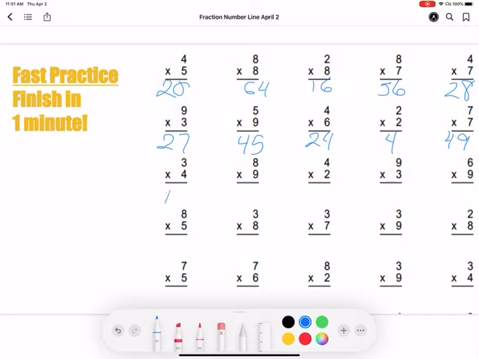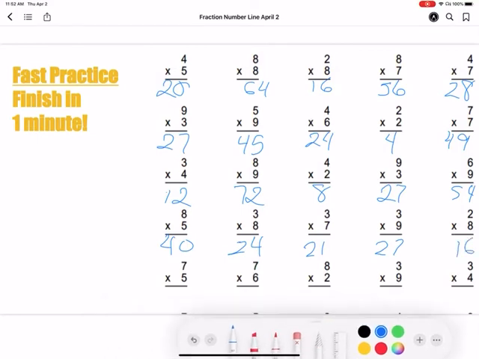3 times 4 is 12. 8 times 9 is 72. 4 times 2 is 8. 9 times 3 is 27. 6 times 9, ooh, that's 54. 8 times 5 is 40. 3 times 8 again is 24 again. 3 times 7 is 21. 3 times 9, we saw that one right above it, 27. 2 times 8 is 16.